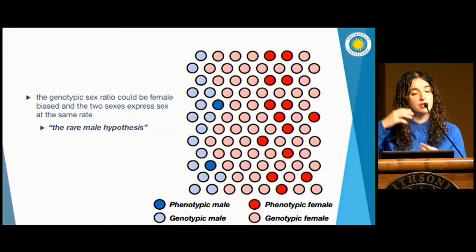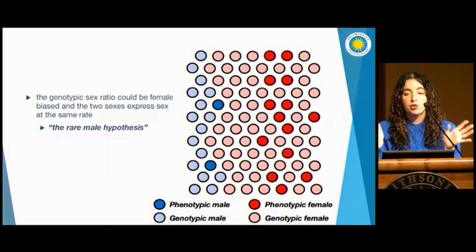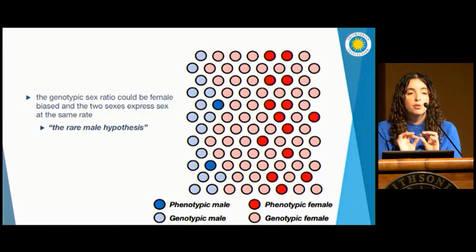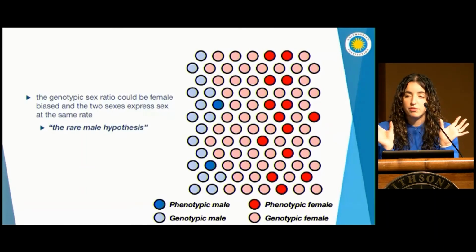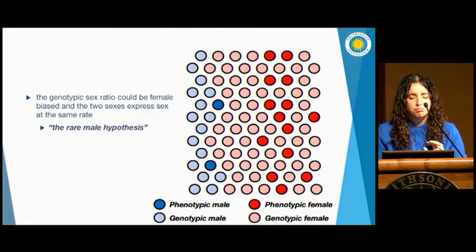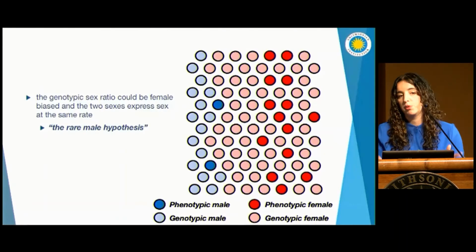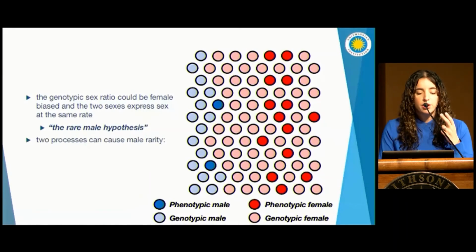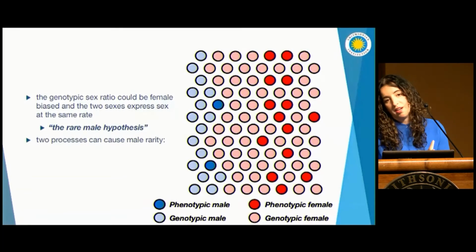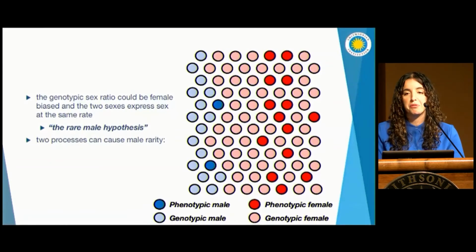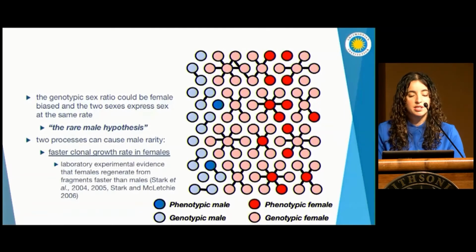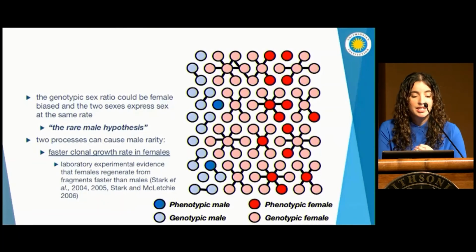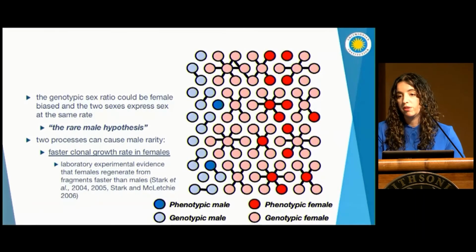Because I talked about this spore production after meiosis. After meiosis, there really ought to be a 1-to-1 ratio of males to females with that splitting of the U and V chromosome. But for whatever reason, we're seeing a sex ratio bias in the adult populations. Well, there are 2 processes that I can think of that cause male rarity in these mosses. One possibility is faster clonal growth in females.